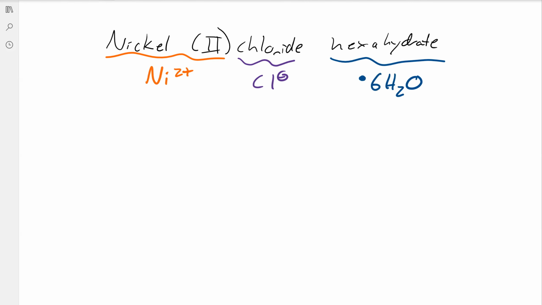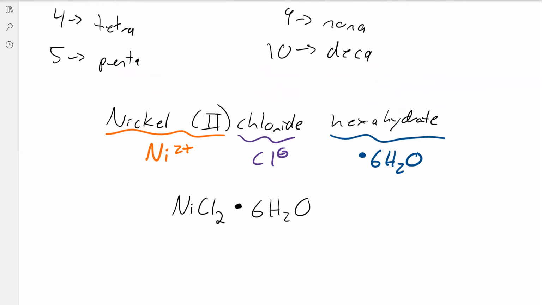So the overall chemical formula for this would be Ni and then 2 chlorides to counteract the nickel 2 plus. And then you just draw a fat dot and 6 H2O for the hexahydrate part. So not too bad.